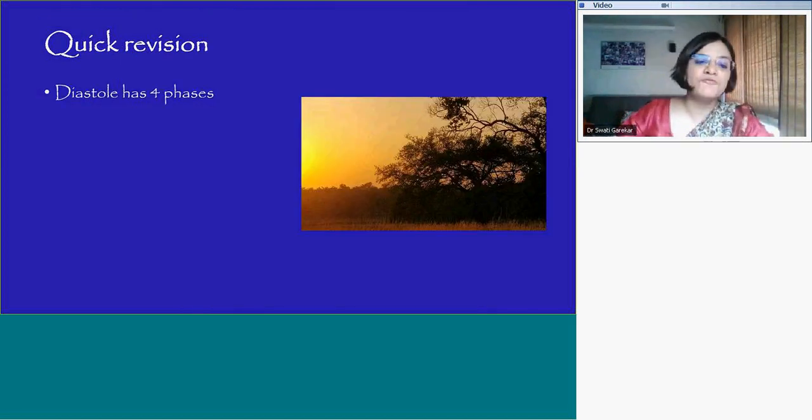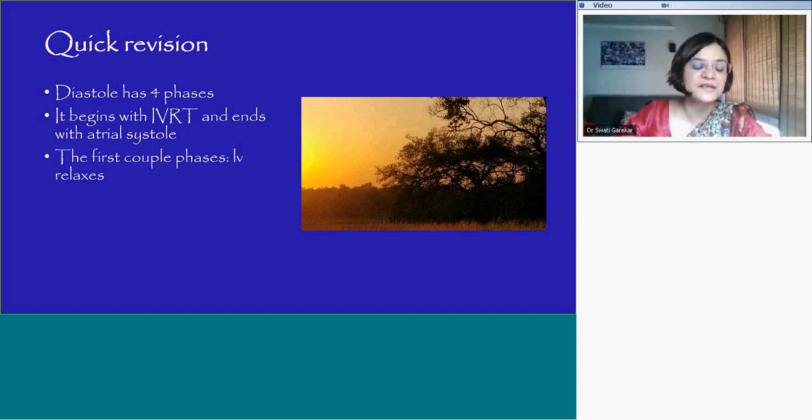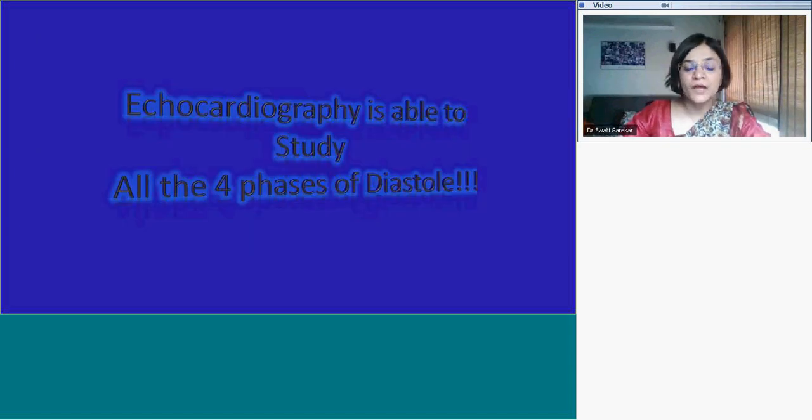So we discussed the phases of diastole, beginning with IVRT, isovolumic relaxation time, and ending with atrial systole. The first couple of phases deal with how the LV relaxes, and the next phase is where the LV has to distend. It's already relaxing, but now it has to distend. It has to do with how stiff it is, or in other words, how compliant it is. LV relaxation requires energy. Now, we are able to study all four phases of diastole.